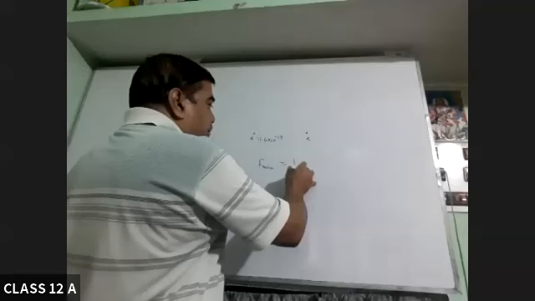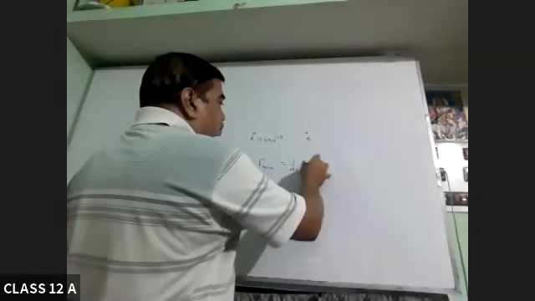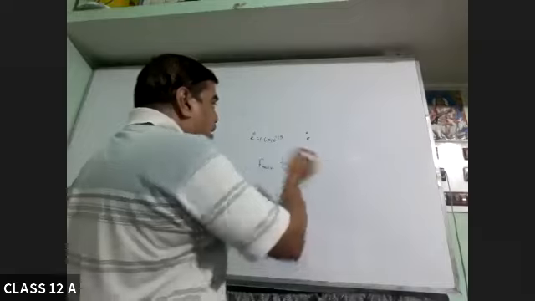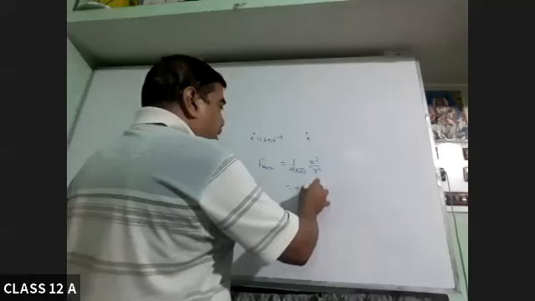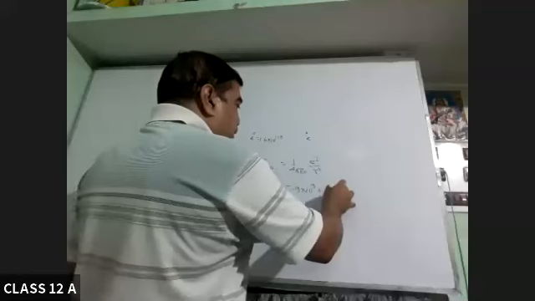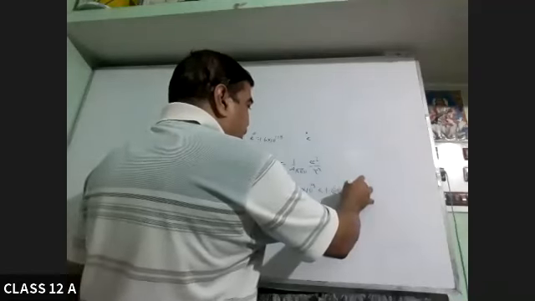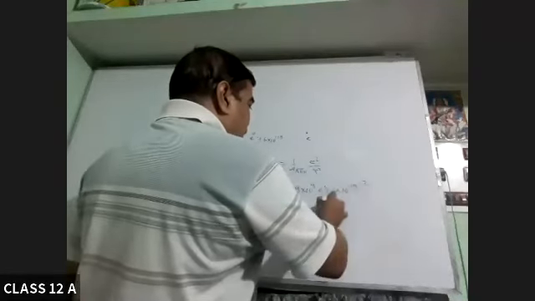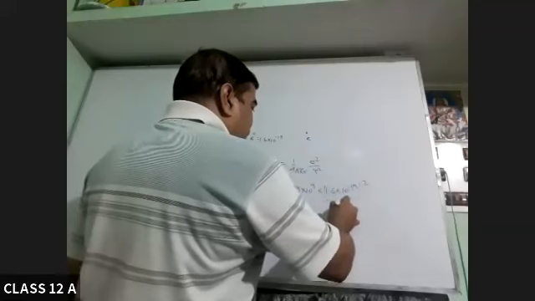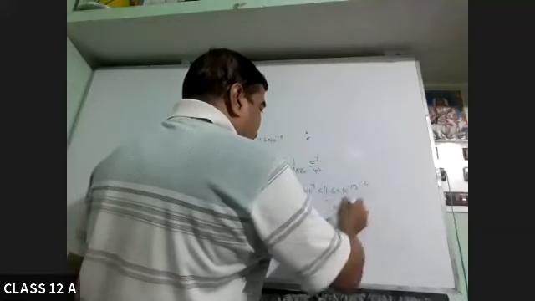1 by 4 pi epsilon naught, e square over r square, and r was given. 1 centimeter. Centimeter, it will become 9 into 10 to the power 9, 1.6 into 10 to the power minus 19 whole square, and 10 to the power minus 2 whole square.